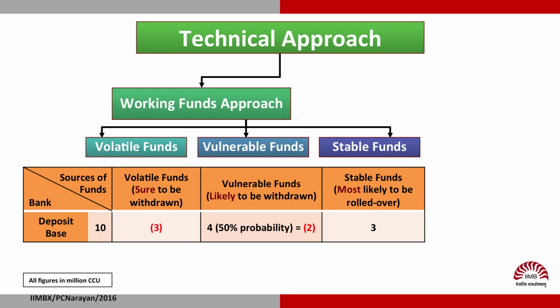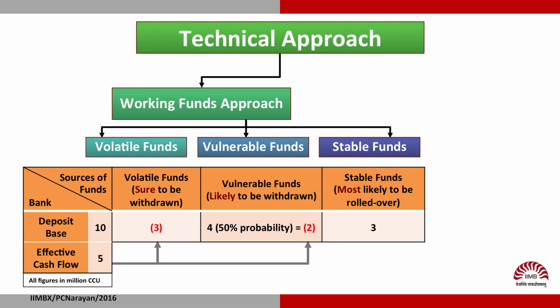Based on the above arithmetic, the bank's effective cash outflow will be 5 million CCU in the immediate future, comprising 3 million of volatile funds which are sure to go away and 2 million CCU, which is 50% of the 4 million vulnerable funds. Good liquidity risk management by the bank requires that they proactively source sufficient liquidity to meet the expected cash outflow of 5 million in the near term.